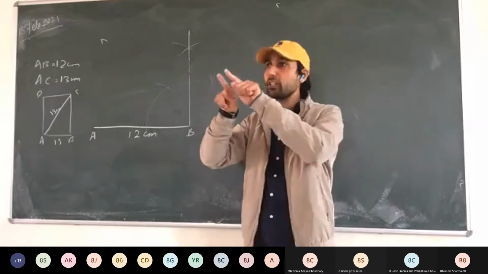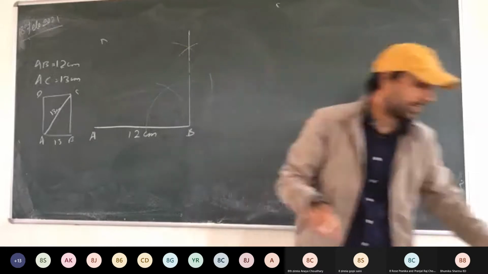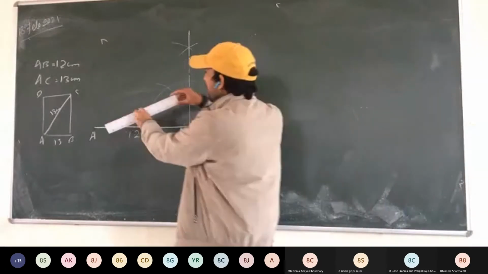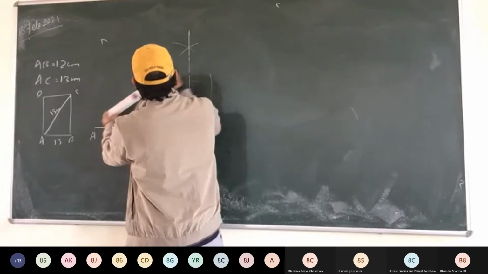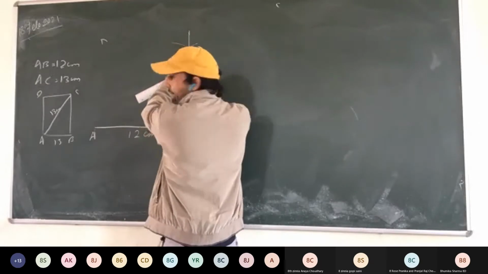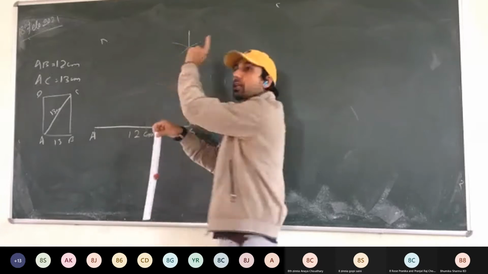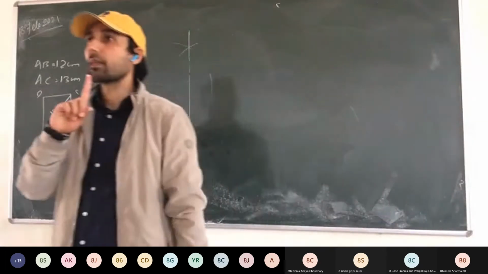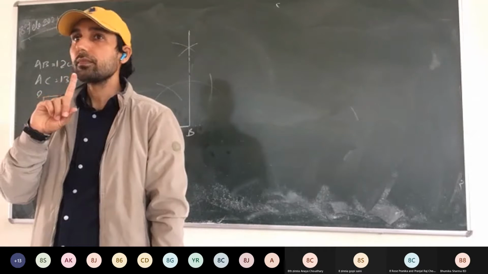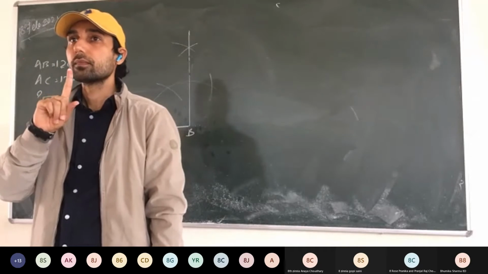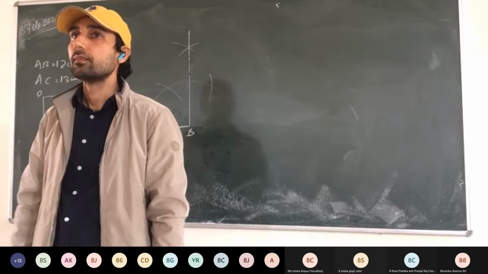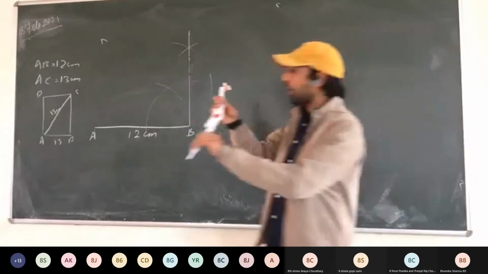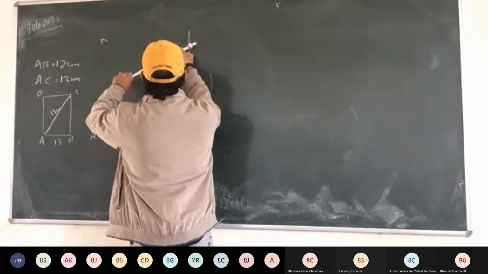Or else, if you are not able to get 13 centimeters radius in the compass, what you can do? Take the scale, the zero mark, put it at A. Now see where 13 is touching this line. And that will be our point C. That will be our vertex C. Understood? So take 13 centimeters in your compass from here and cut an arc.